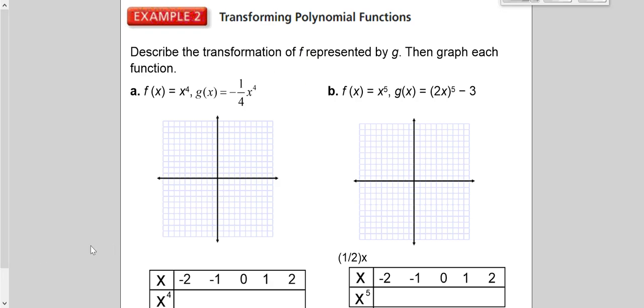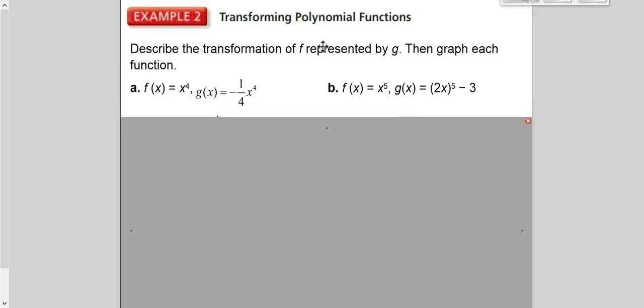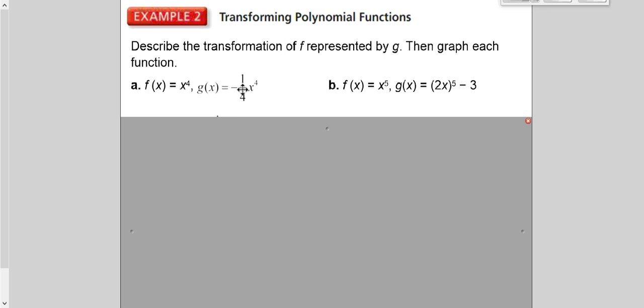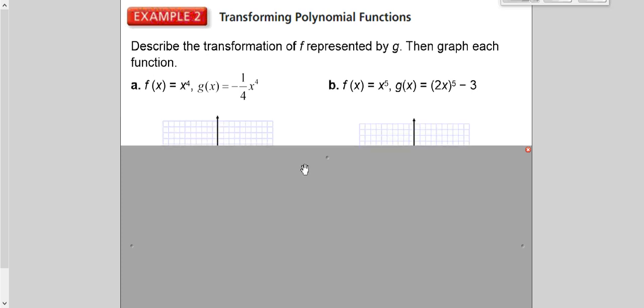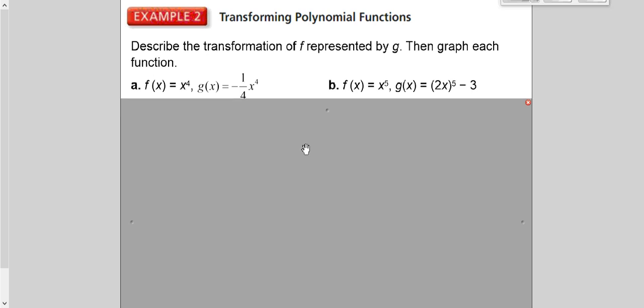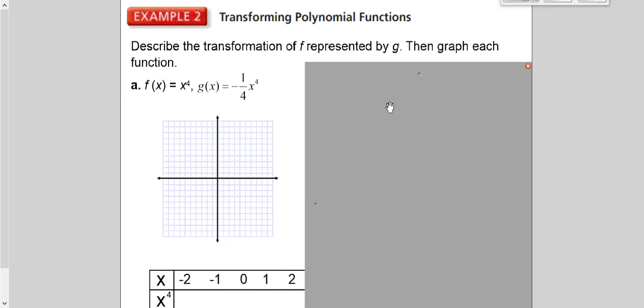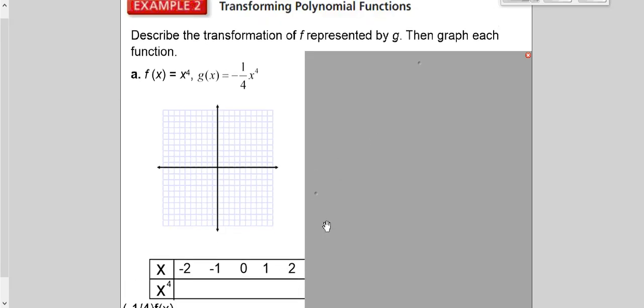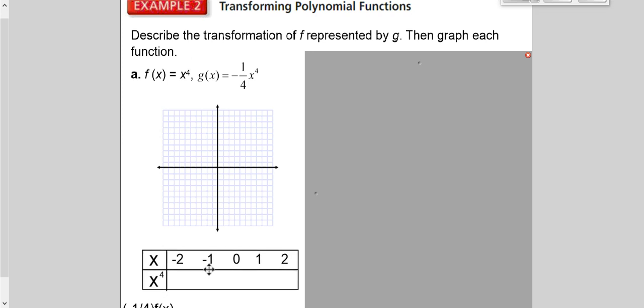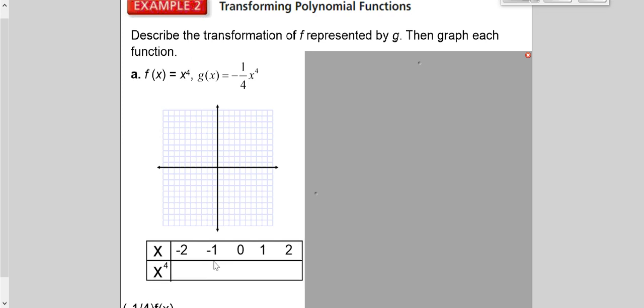Example 2. We have 2 graphs to try. Describe the transformation of f represented by g, then graph each function. Let's look at problem A first. So this is 2a. x to the 4th power. We're going to have to get a basic shape of x to the 4th power. We'll use -2, -1, 0, 1, 2. So that'll be the parent function, parent polynomial function.